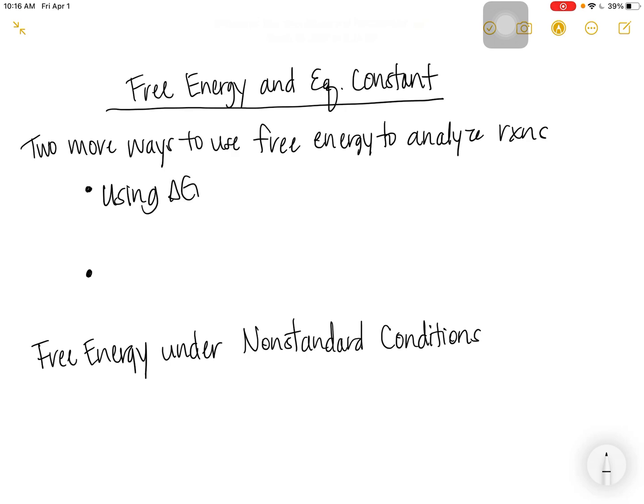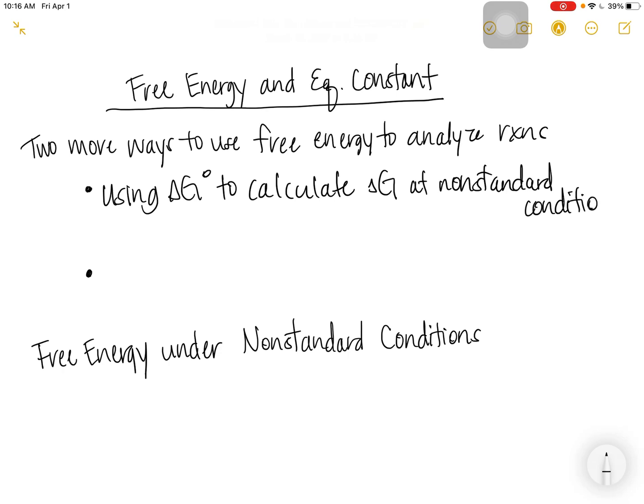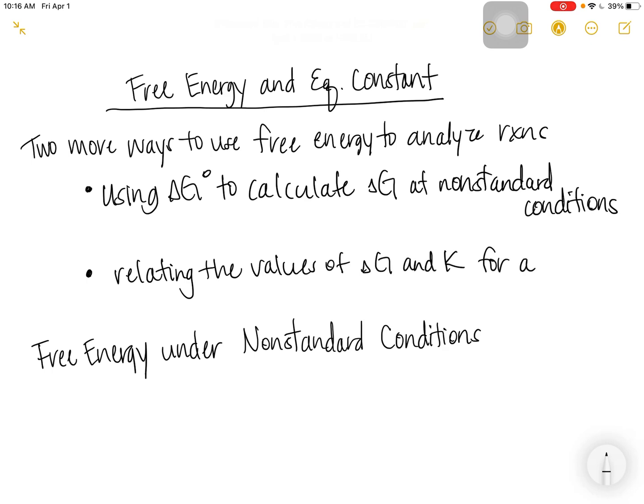Okay, so two more ways to use free energy to analyze reactions. One way is that we're now going to learn that we can use delta G at standard conditions to help us calculate delta G at non-standard conditions. And we'll talk in just a minute about specifically what those conditions are and how we can go about calculating delta G in a non-standard situation. And the second one is we can relate the values of delta G and the equilibrium constant K for a reaction.